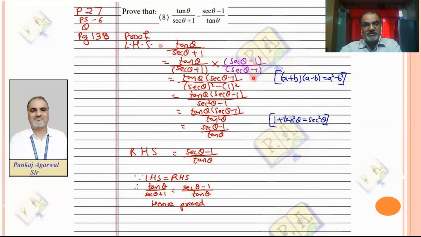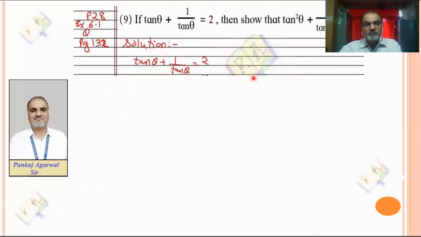Now, 4 questions we have done on the conjugate method. Now we'll be doing 2 sums, one sum based on the given-to-prove method. We are given that tan theta plus 1 upon tan theta equal to 2, then show that tan square theta plus 1 upon tan square theta equal to 2.